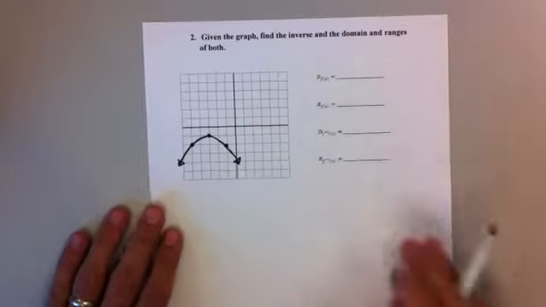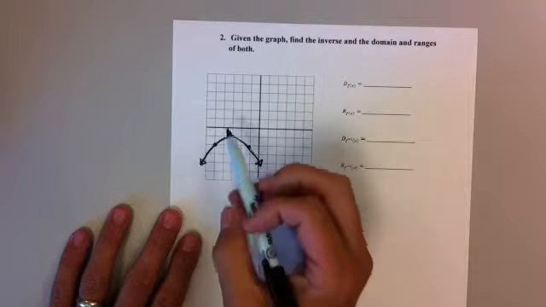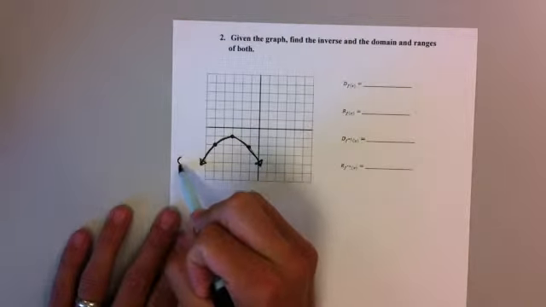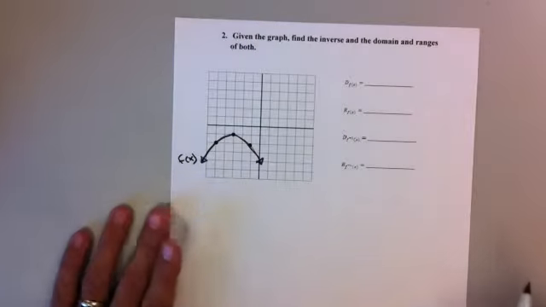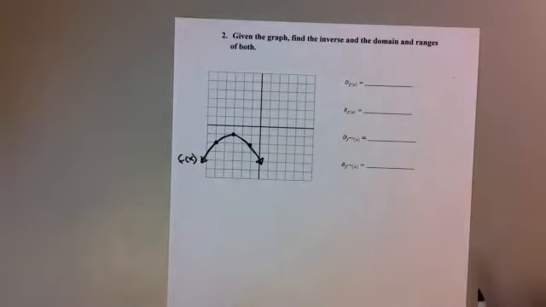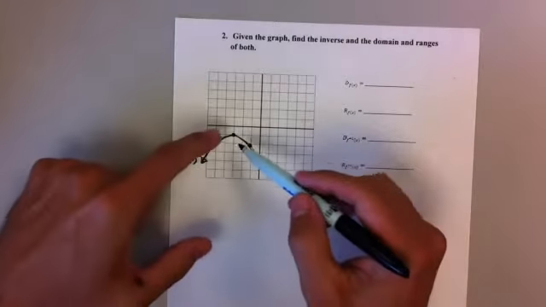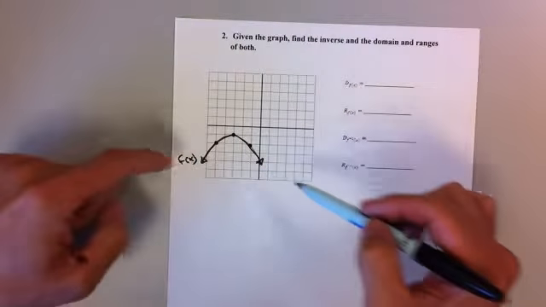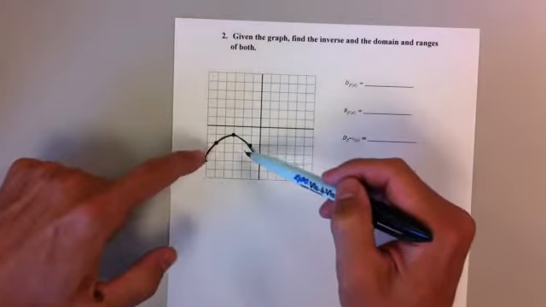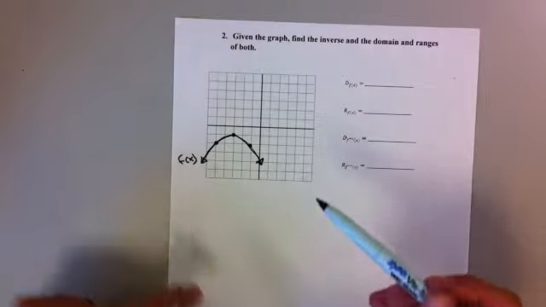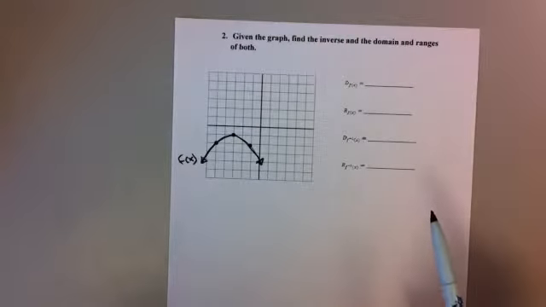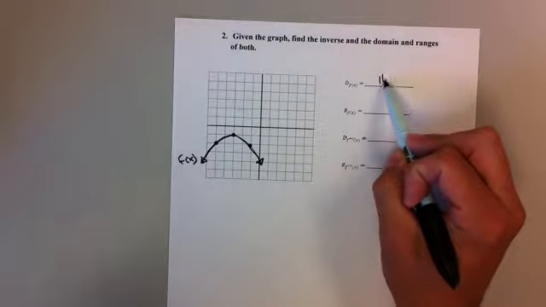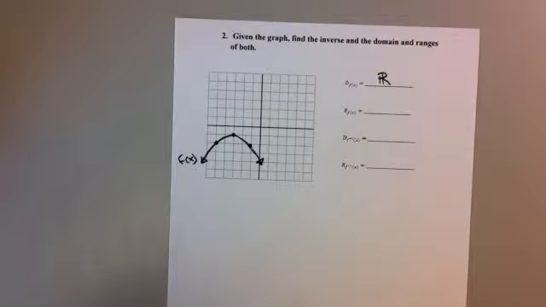Okay, so I want to know what is the domain of, if we call this f of x, what's the domain? Okay, so in other words, what are all my x values? Well, theoretically, this graph is supposed to get wider and wider and wider forever. So eventually, it's going to hit every single x value. It might take a long time, but it's going to hit every single x value. So again, this is going to be all real.